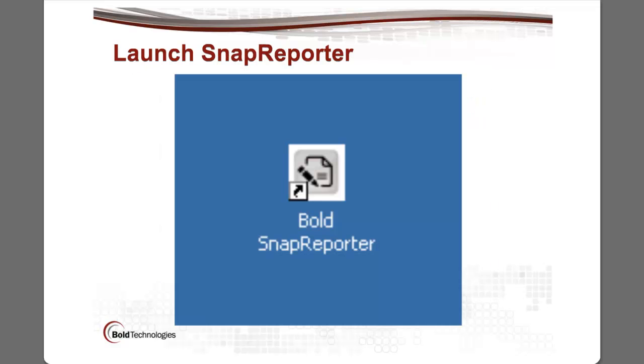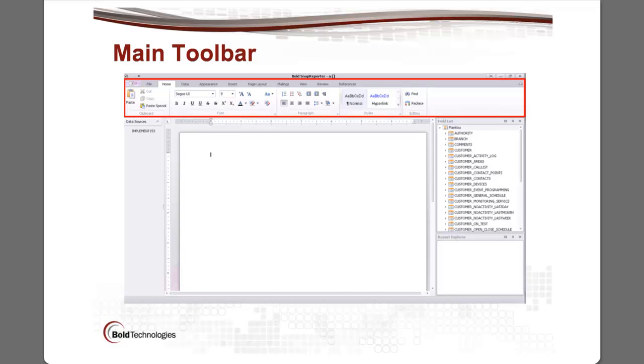First, locate the icon on desktop labeled Snap Reporter and double-click. When Snap Reporter opens, you'll see this screen. The area highlighted here is the main toolbar. The main toolbar behaves like the ribbon in any version of Microsoft Office after 2007. The various tabs are detailed in the user guide.